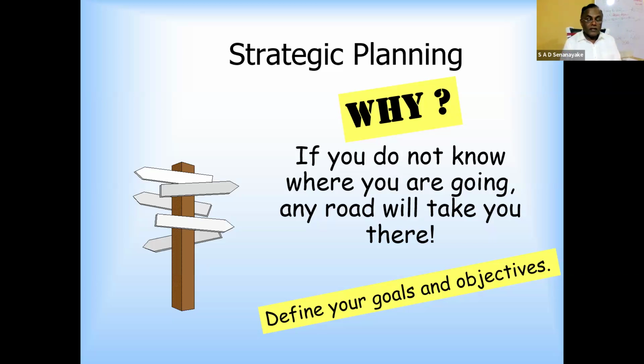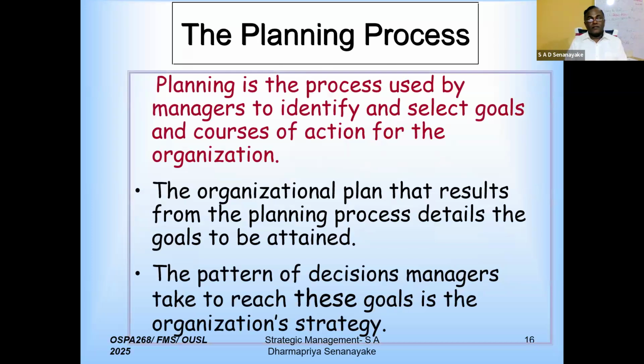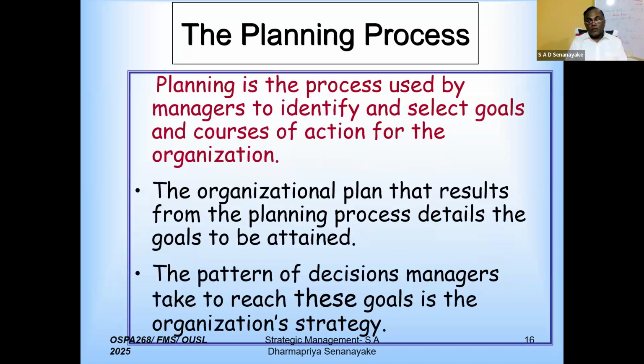So for strategic managers, yes, with the CEO and the major decision maker, you have to define your goals and objectives, the goals and objectives of your organization. So this is where the strategic plan comes in at the first instance. When we address planning, it's a process, and for that we have to identify and select goals and courses of action for the organizations. See why we are going to do this. What is the purpose?